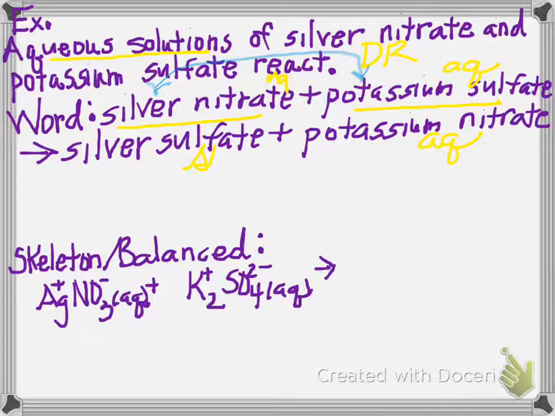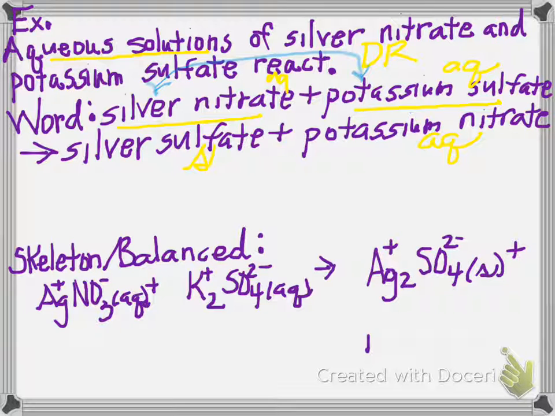Alright, so silver is Ag, charge of +1, sulfate's SO4, charge of -2, so it's Ag2SO4, and we already used our solubility chart to predict it was going to be a solid. And then potassium is K, charge of +1. Nitrate is NO3, charge of -1, so nothing to do to that one. And again, we already used our solubility chart to say that it was going to be an aqueous solution.